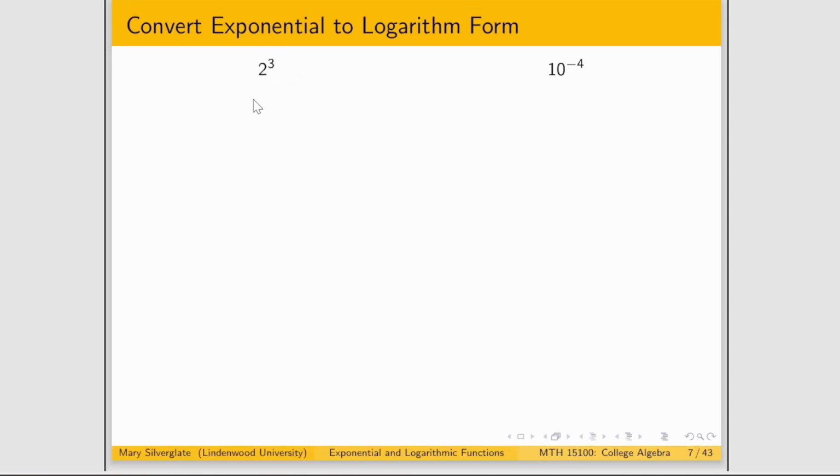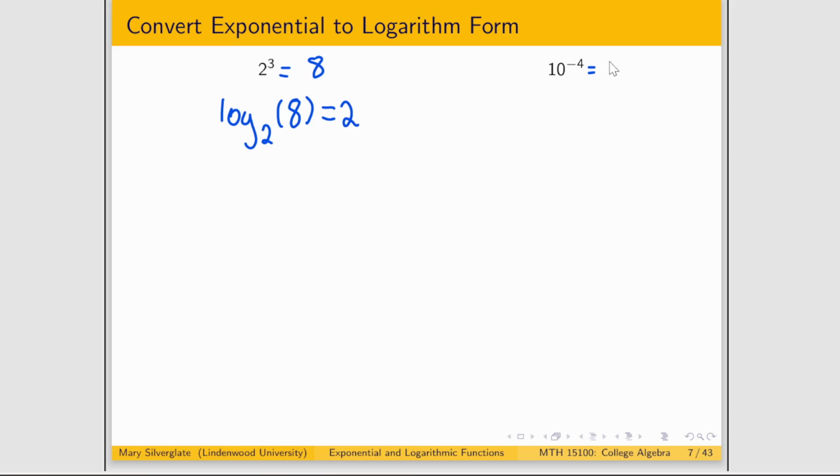Go ahead and pause your video and see if you can convert these exponents to their equivalent logarithmic form. So remember 2 to the third is equal to 8, because that means 2 times another 2, which gives us 8. And then I do log of the same base of the output, in this case 8, is equal to the input, in this case 3.